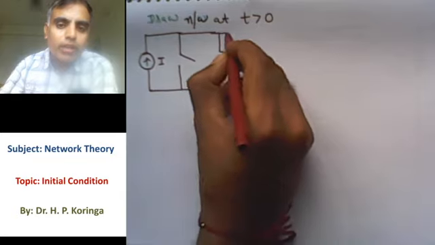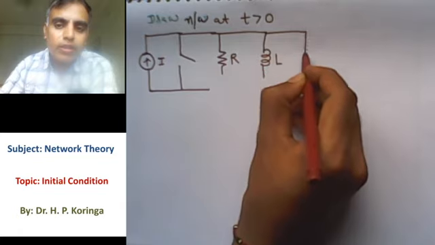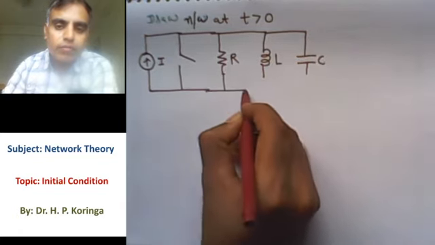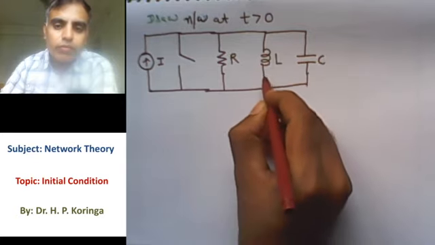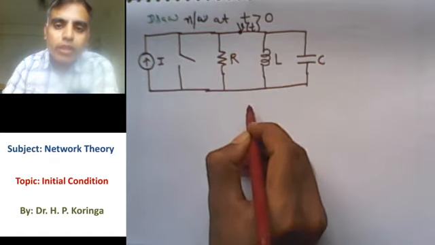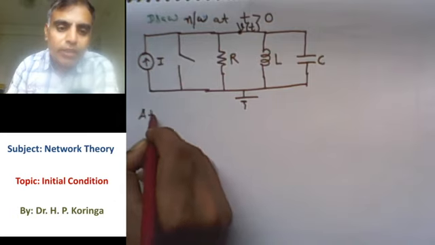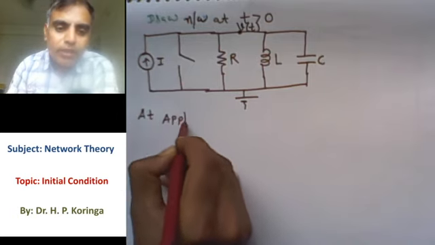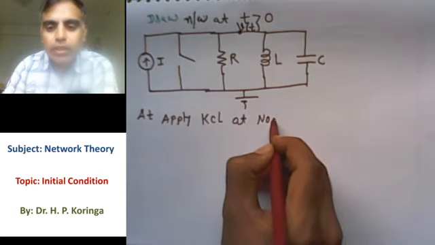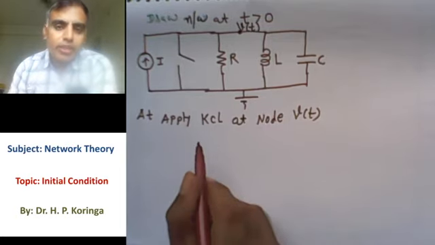Here I have R, L, and C. Here our voltage is V of t with respect to ground. So let's apply KCL at node V of t.